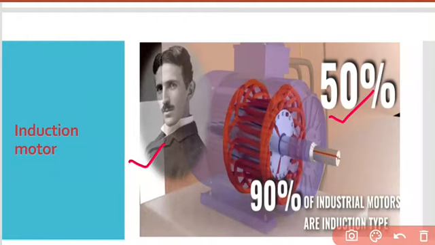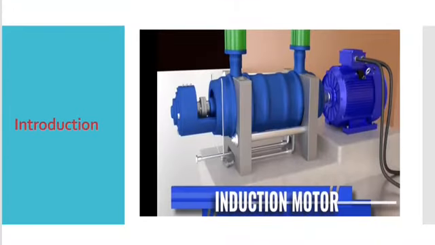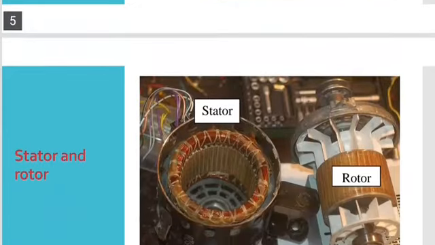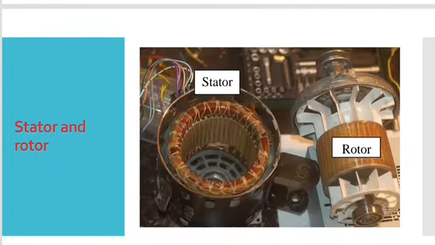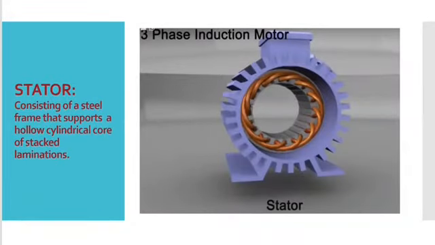Okay, so in an induction motor there are mainly two parts. That's how the induction motor is connected in industry for several applications. What I discussed is that there are two main parts: one is the stator part and the other is the rotor part. These are the two main parts of the induction motor. The stator is basically a three coil winding.